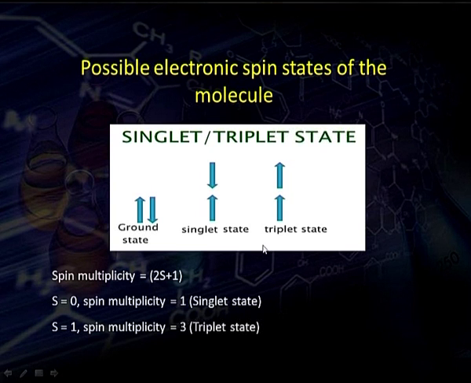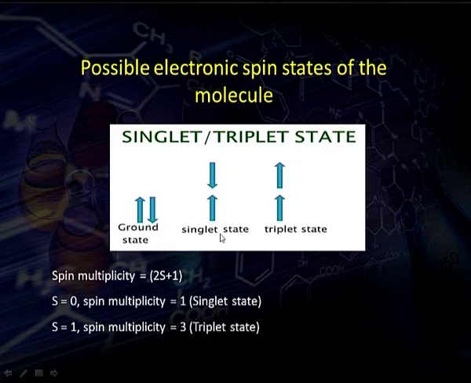Suppose a molecule has two electrons. In the ground state, both the electrons are paired in the opposite spin. One is in the clockwise spin, and the other will be in the anti-clockwise spin. The spin of an electron is considered to be plus half or minus half. In singlet state, the two electrons are not paired and they have opposite spins.